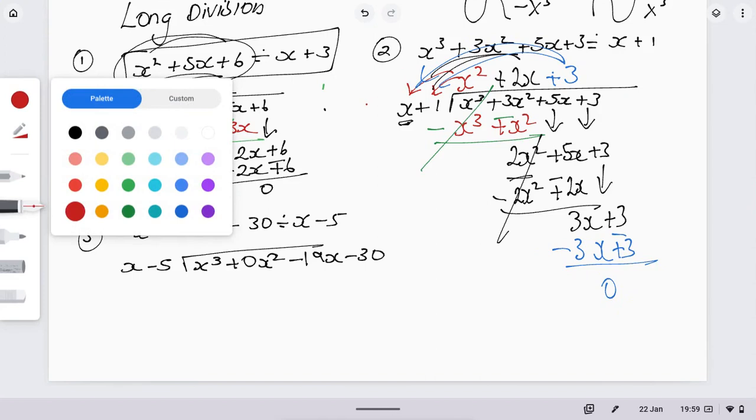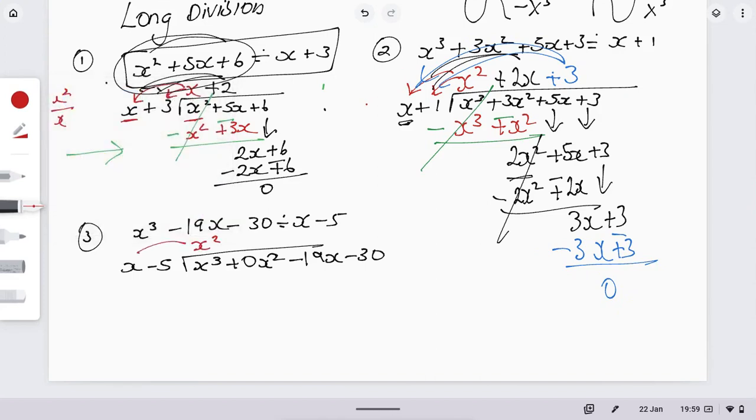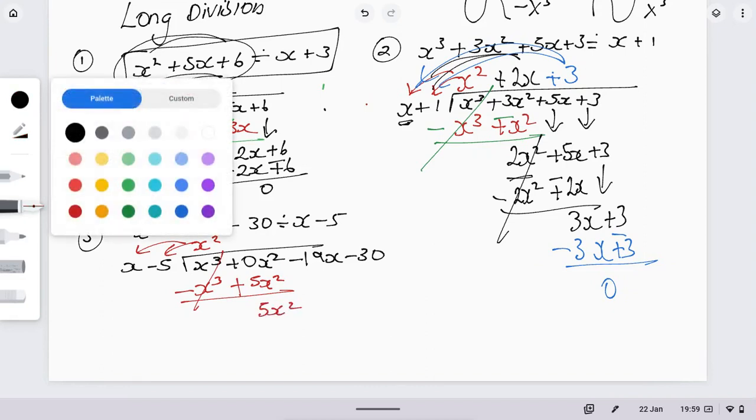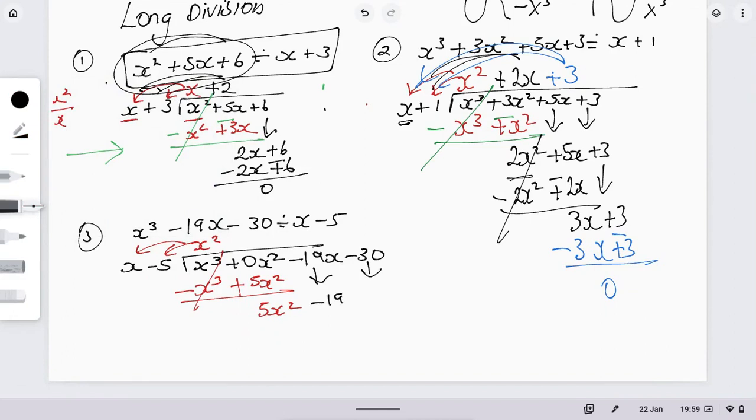So what do you multiply x by to get x cubed? X squared. Multiply it down. Draw the line. Change the signs. There you go. I have 5x squared. Bring down your other terms. And repeat. What do I multiply x by to get 5x squared? 5x. Multiply it down. 5x squared minus 25x. Draw the line. Change the signs. I've now got 6x minus 30.